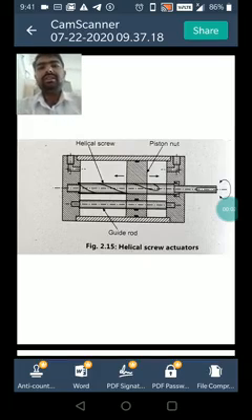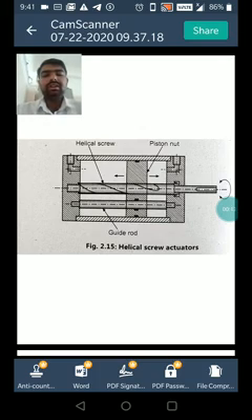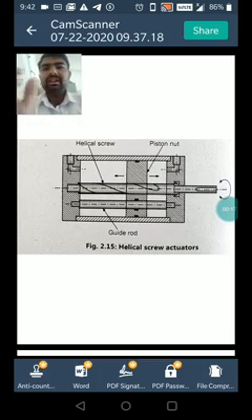Hi friends, the next topic is the helical screw actuator. In this we see the helical screw actuator diagram. Helical screw, piston nut, guide rod, etc. are shown in the figure. This piston is constrained to have only linear travel and no rotation by the guide rods.